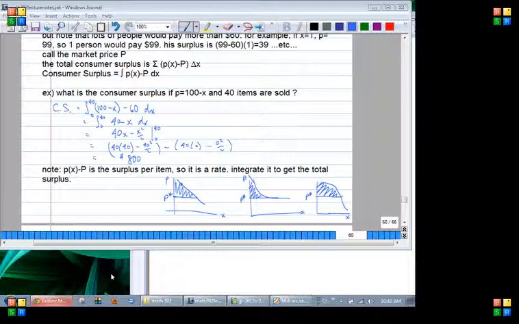But that does bring up a good point, which is a really useful way to interpret consumer surplus: if you graph p of x, and then you think of the market price p as just being a straight line across, then, since you're finding an integral, the consumer surplus is that area. So that's a helpful way to actually see it visually on a graph.